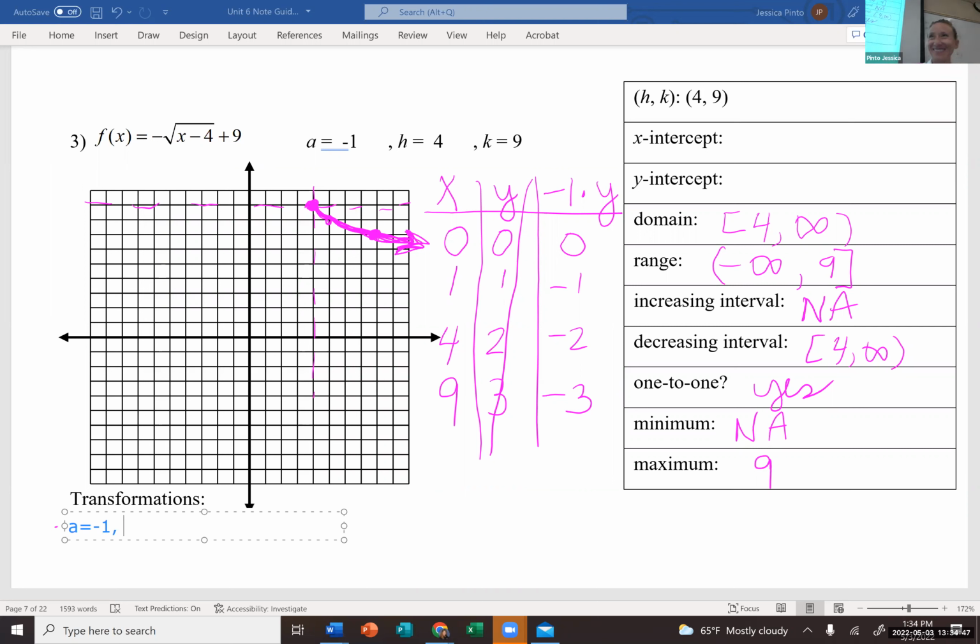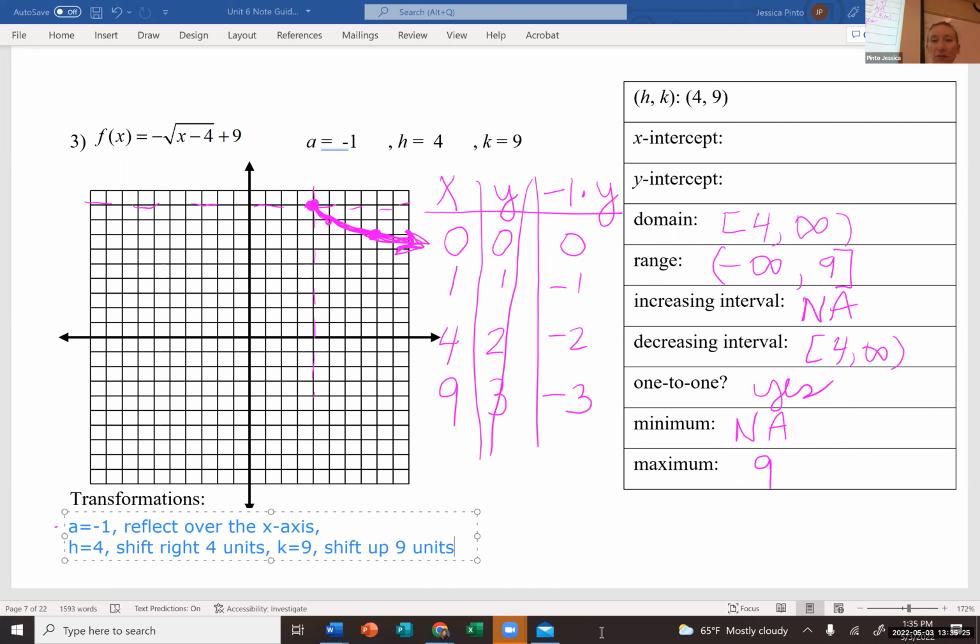Okay, and the math word that we use for flip over is reflect. So we say reflect over the x-axis. Excellent. The h value is 4. What do we say for that? And finally, what do we say for the k value? Awesome. Students, how are we feeling about describing our transformations?